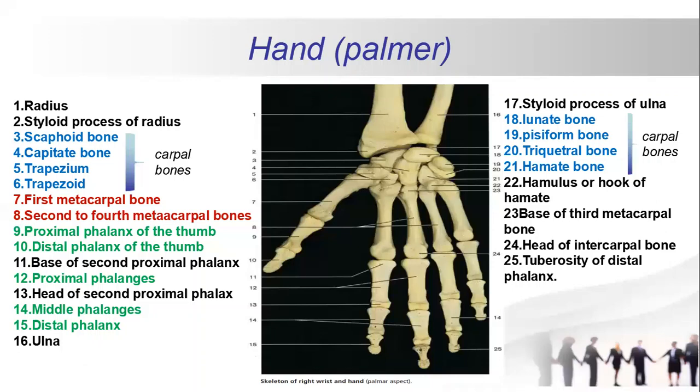Then we have number 25, finally, which is the tuberosity of the distal phalanx. Sorry if my pointer is misbehaving somewhat. So number 25 is the tuberosity of the distal phalanx.